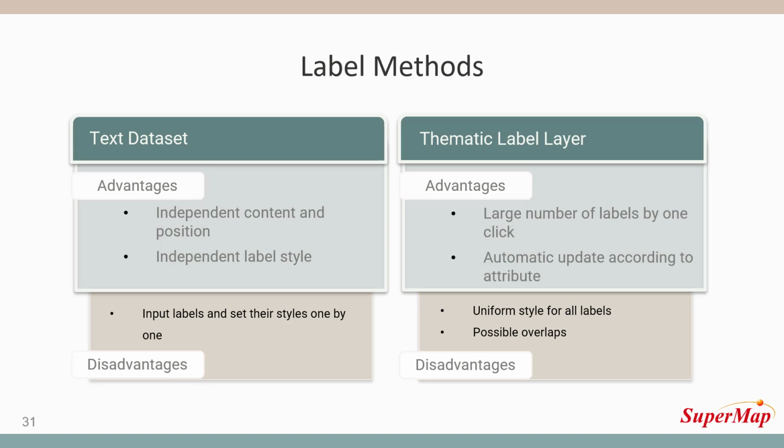And the second method is to create a semantic label layer. This kind of method also has some advantages. If we use this method to add labels on the map, we can add a large number of labels at one time. And the contents of the labels will be automatically updated according to the attributes. It also has some disadvantages. For instance, all the labels in this layer may have a uniform style. That means we can't change one label to a unique style. And the large number of labels may cause possible overlaps.